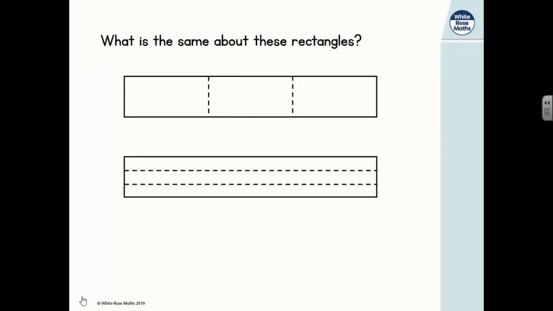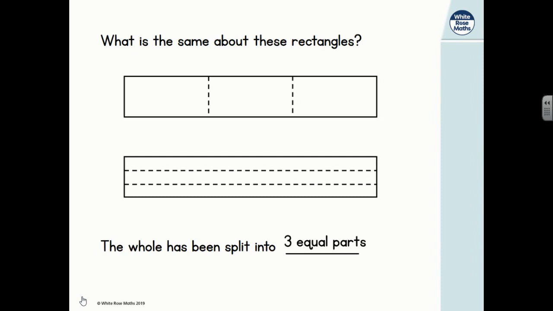So what's the same about these rectangles? The first rectangle has been split into 3 equal parts. The second rectangle has been split into 3 equal parts. So we can say the whole has been split into 3 equal parts.